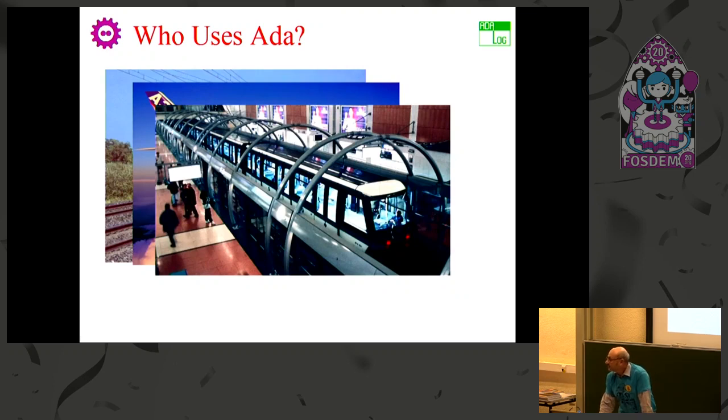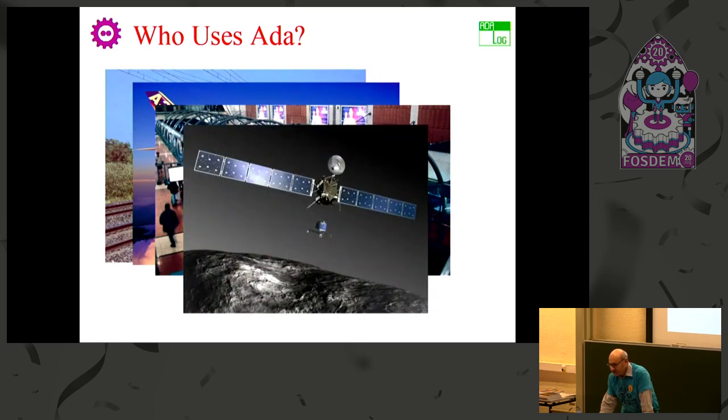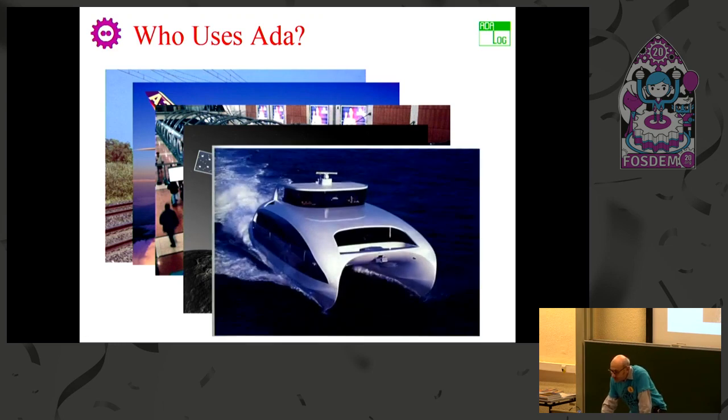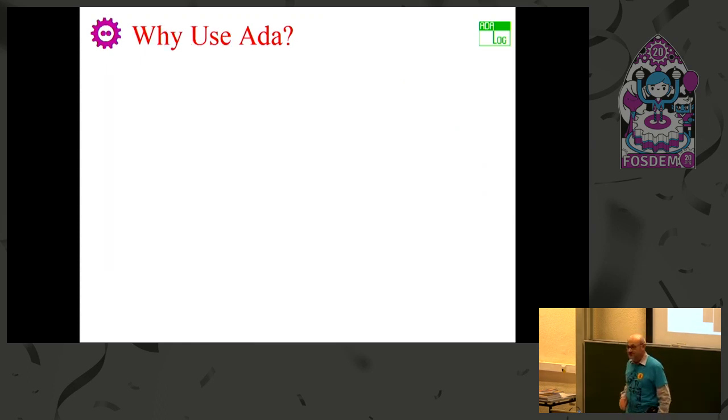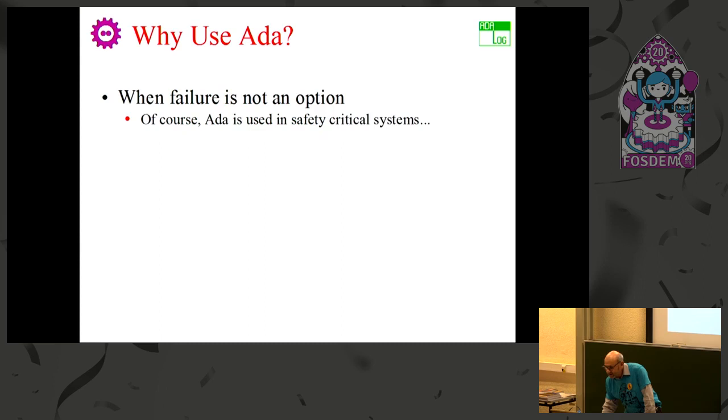The automated metro line in Paris worked so well that it has been sold to the Americans. It's also the system in the automated subway of New York. This was the Rosetta probe that explored a comet. It worked for 10 years, then woke up and successfully achieved its mission. This is a brand-new luxury yacht that has been entirely written in Ada, and so on.